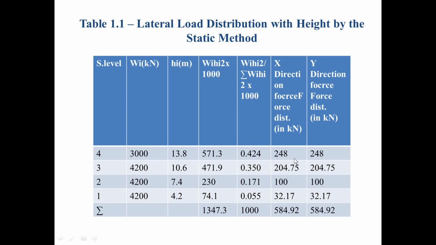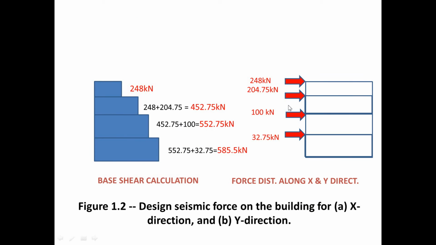So this is 248 acting at the top story, then at third story, then at second story, and then first story. By this way we can calculate the total horizontal earthquake force in x and y direction. Okay, so let us see the distribution part. These two diagrams are very important in the last. This diagram is called the base shear diagram, and this diagram is called the lateral load distribution diagram. Let us see how to calculate the base shear at each story.